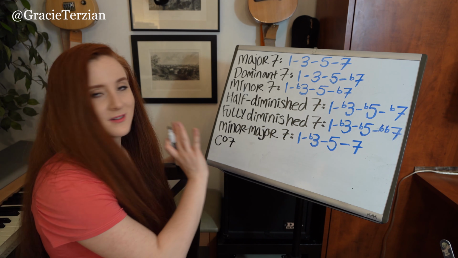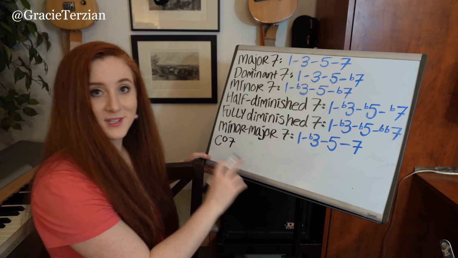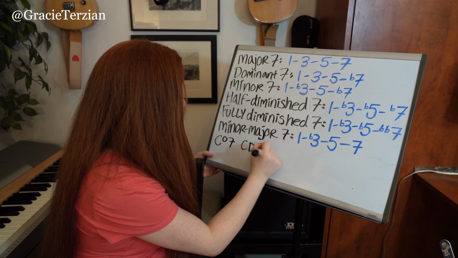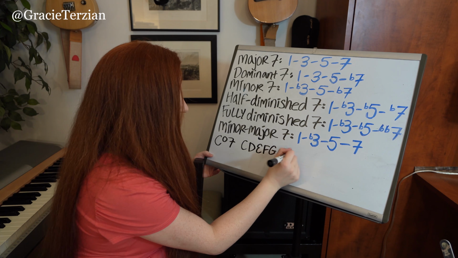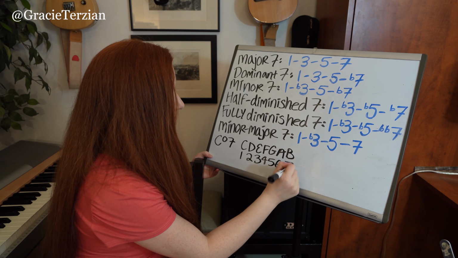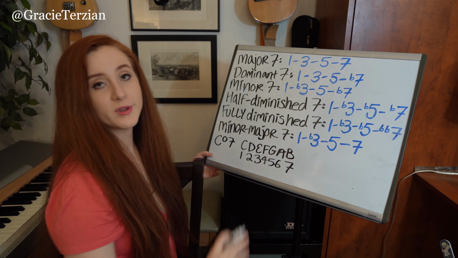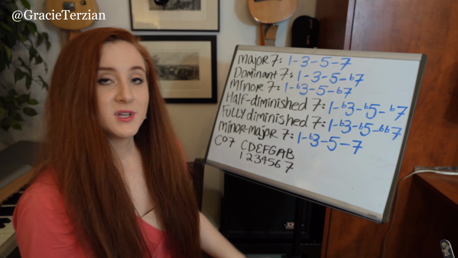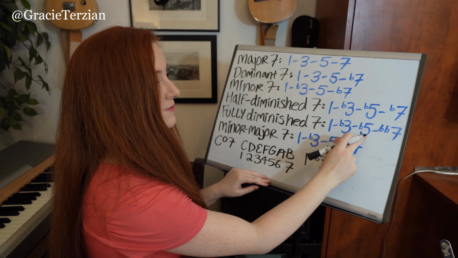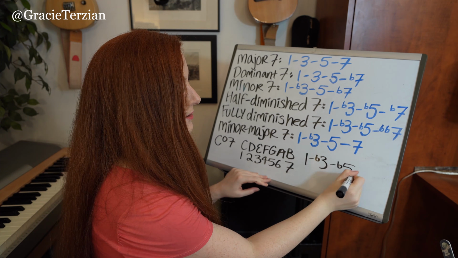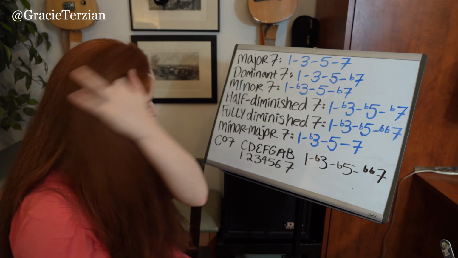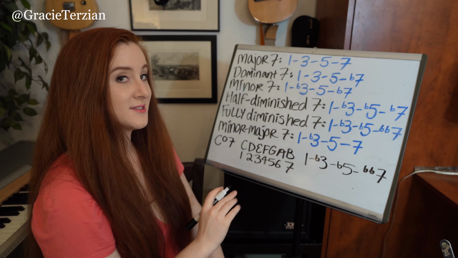So C diminished 7. First, what's the root note? The root note is C, right? So we're going to write out our C major scale. So C, D, E, F, G, A, and B. Okay, now let's number it. 1, 2, 3, 4, 5, 6, and 7. Okay, what is the formula for a fully diminished chord? It is 1, flat 3, flat 5, right? And then double flat 7, right? Double flat 7. Wow, okay, so getting pretty serious here.